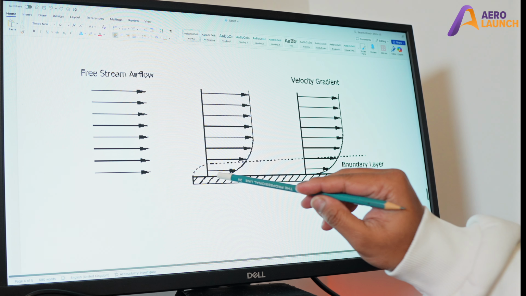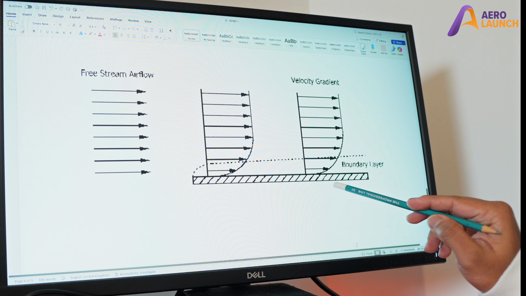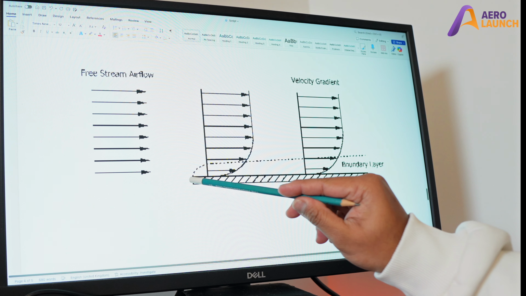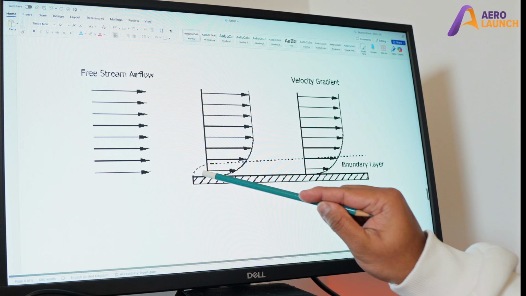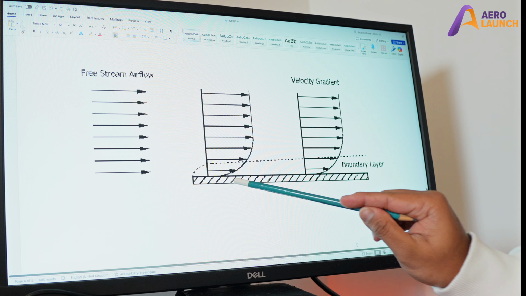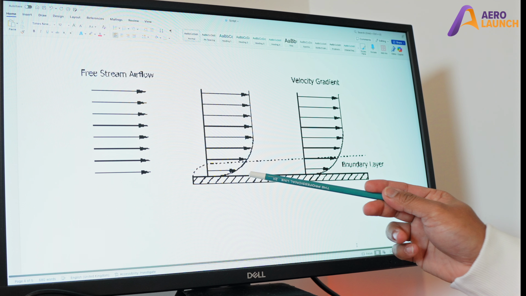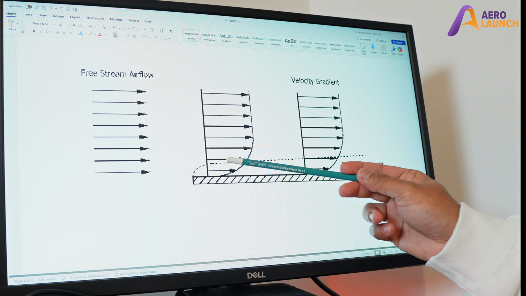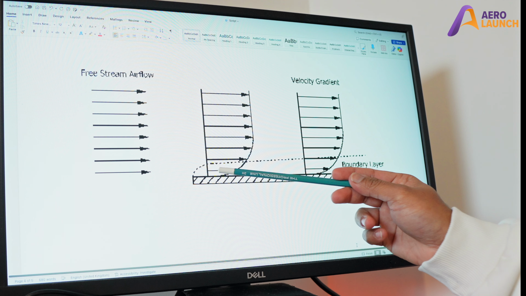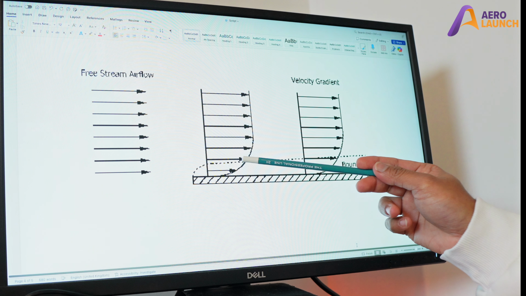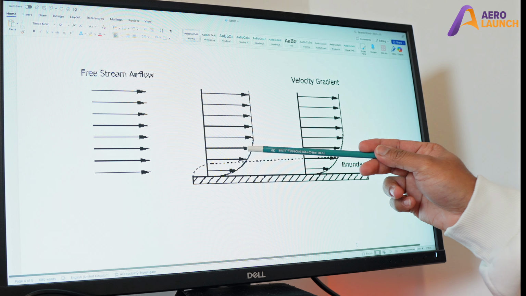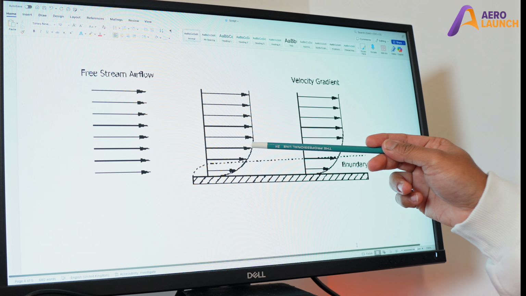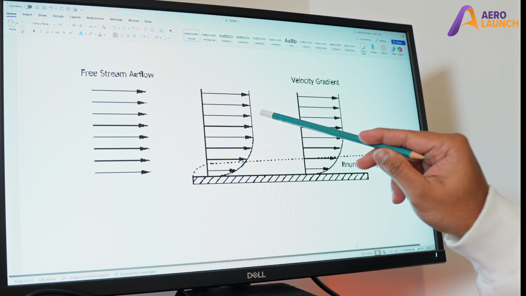So this is what I was talking about. This is a surface and this is air coming in contact with the surface. The air layer that is in contact with the surface will have 0 velocity, and the layer above will have friction with the layer below, and it will have a slightly higher velocity, and this one will have a slightly higher velocity, and this one slightly higher again. Why? Because there's friction between the layers.